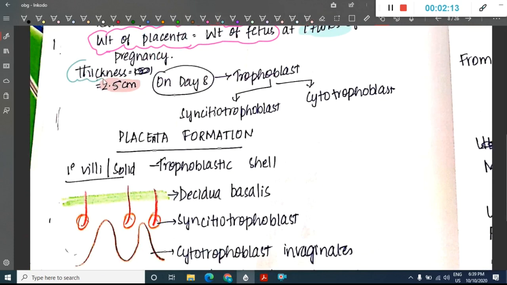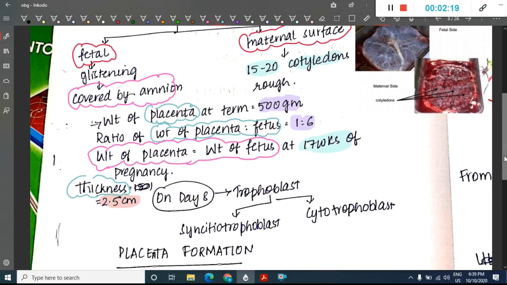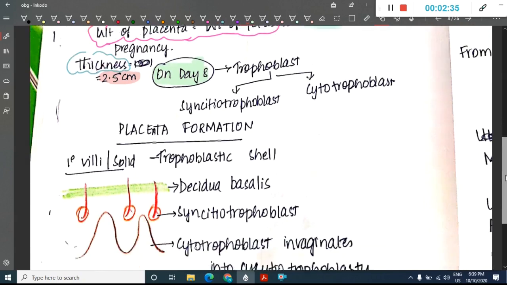So these are the one-liners which are asked. Weight of placenta is 500 grams. Ratio of weight of placenta to the fetus is 1:6. Weight of placenta is equal to weight of fetus at 17 weeks of pregnancy. On day 8, the trophoblast gets differentiated into cytotrophoblast and syncytiotrophoblast.